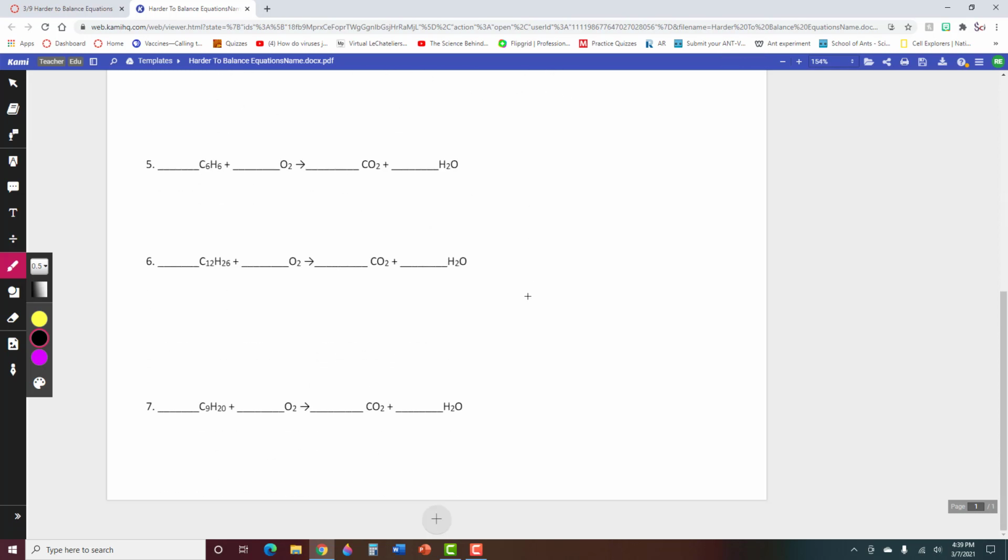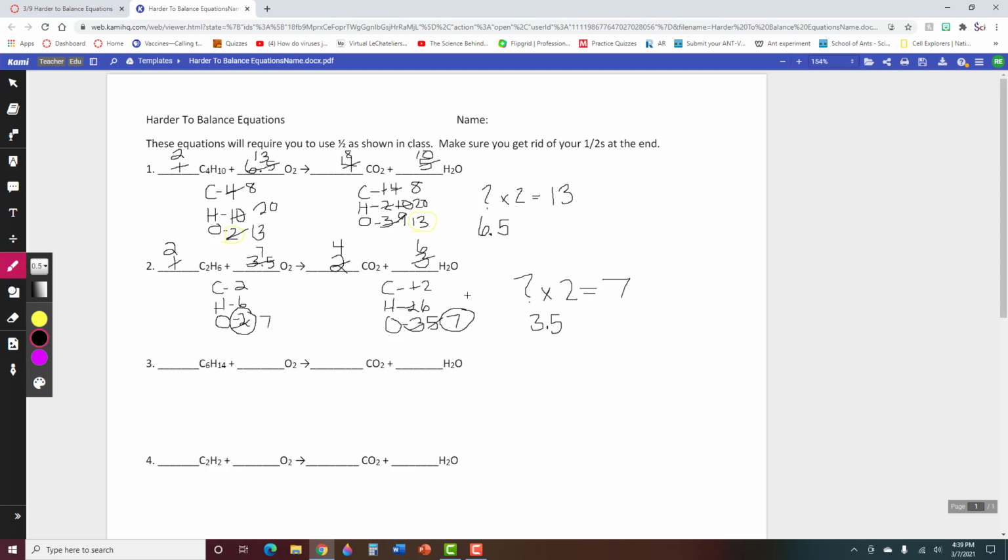Alright, so then the rest of these are for you. Keep using this strategy. Keep practicing the strategy of using that decimal in place where you multiply, usually the O2, in order to balance the left and the right side.